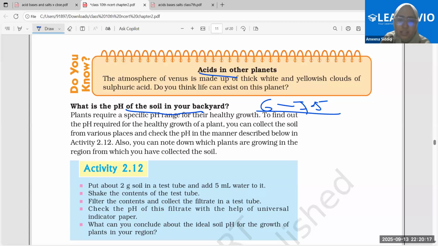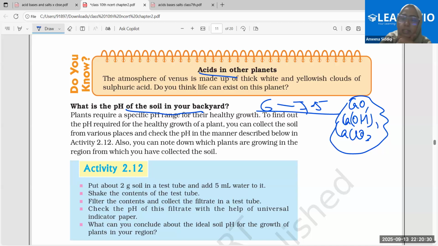Now there's a question I think in NCERT or somewhere else that says why does the farmer add calcium oxide, calcium hydroxide, and calcium carbonate? Why would these compounds be added? What would be the purpose of these compounds being added to the soil? To decrease the acidity of the soil. Yes, exactly. To decrease the acidity of the soil, to maintain the pH of the soil, that is fine.